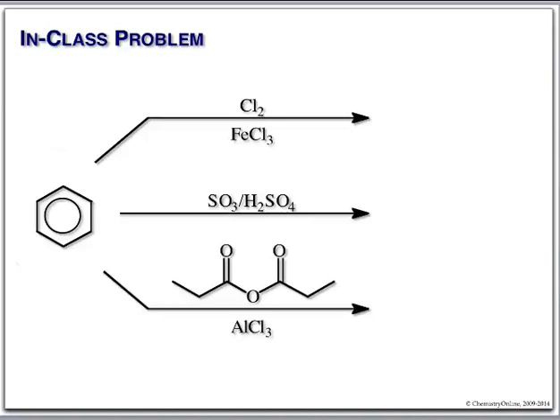For our first one, we see we have chlorine in the presence of iron(III) chloride. Iron(III) chloride is our Lewis acid. We remember this is going to form a simple sigma complex with the chlorine attached that will lose a proton, and we will form chlorobenzene as our product.